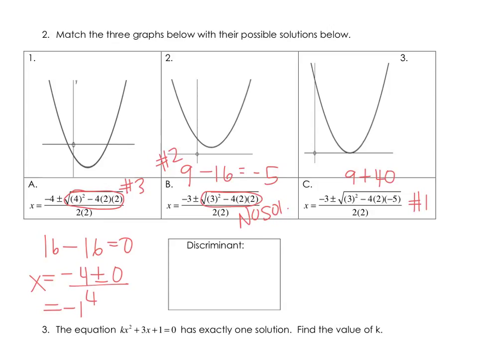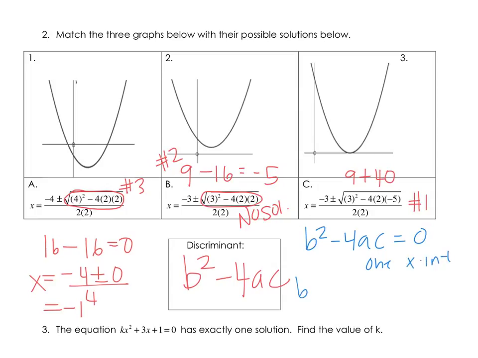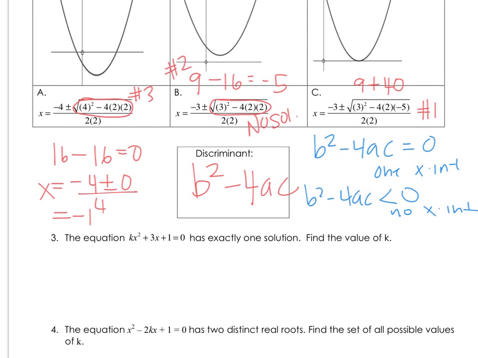care about is our discriminant, which is the number underneath our square root. So b squared minus 4ac. And as we mentioned before, there's 3 conditions. If b squared minus 4ac is 0, then we have only one solution or one x-intercept. If b squared minus 4ac is less than 0, then we have no x-intercepts. And if b squared minus 4ac is greater than 0, then we have 2 x-intercepts.